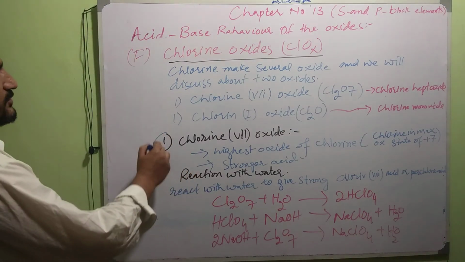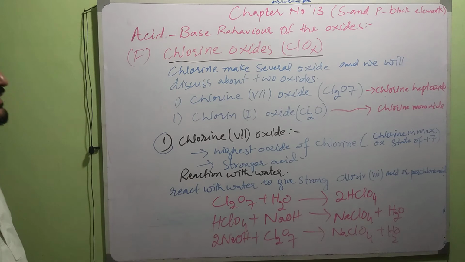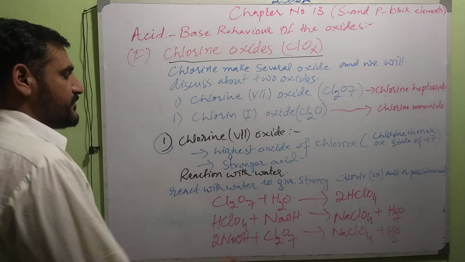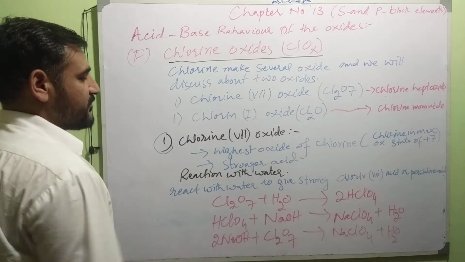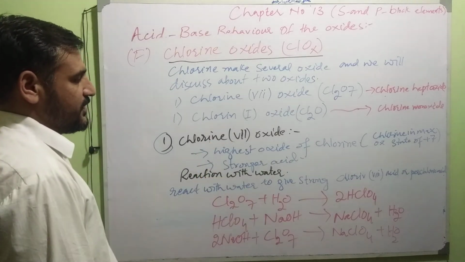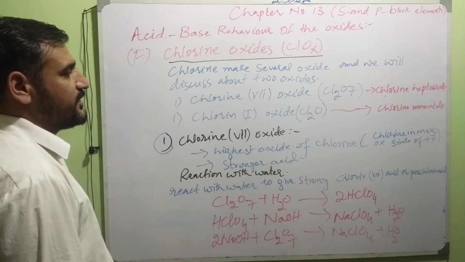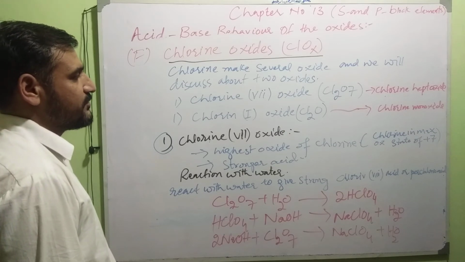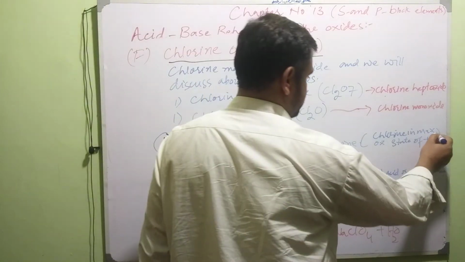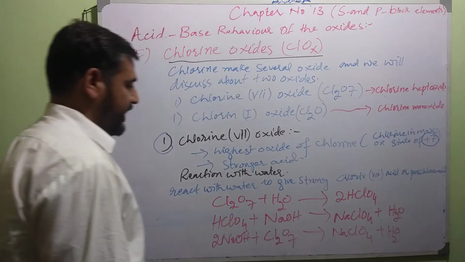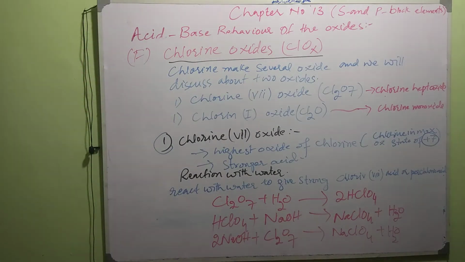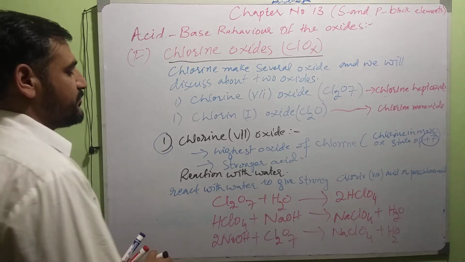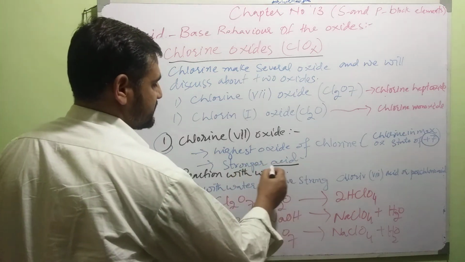First, we will discuss chlorine 7 oxide, chlorine heptoxide. Chlorine heptoxide is the highest oxide of chlorine, in which the oxidation state of chlorine is +7. And in the oxides of period 3, it moves towards a stronger acid.